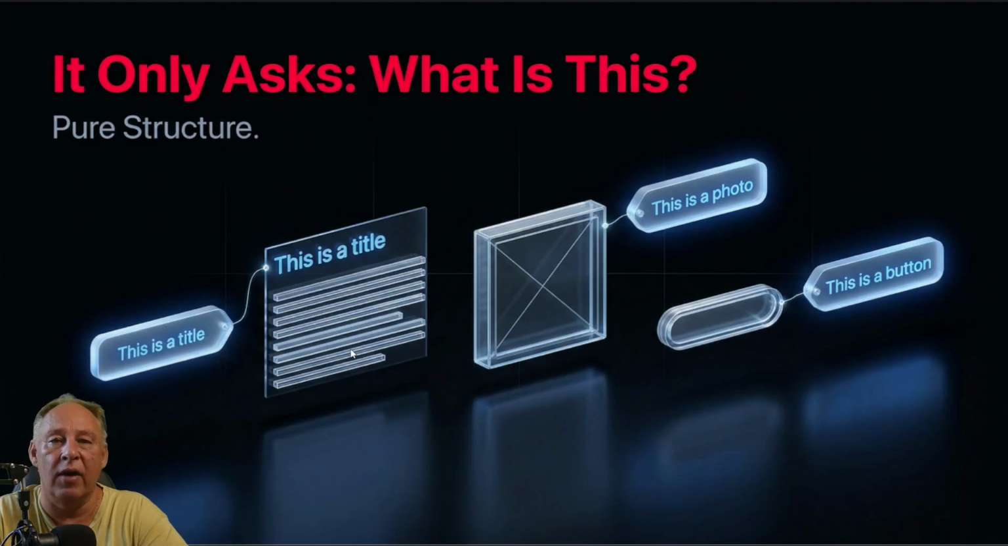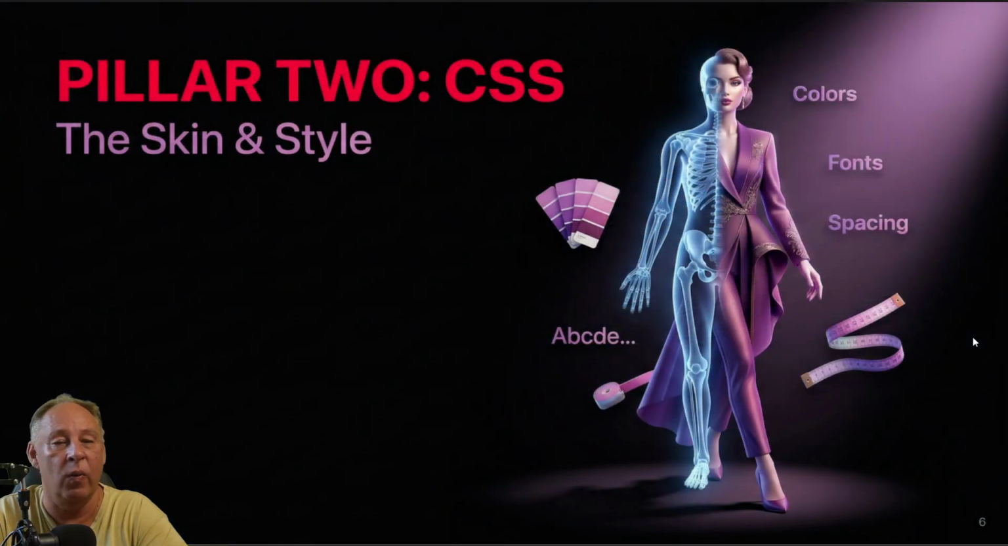So it's pure structure, and the only thing it asks is, what is this? So this is a photo, this is a title, this is a button, this is a paragraph, and so forth. And then place it in the correct places on the web page. Once that is done, all right, then of course we're going to give it some skin and styling.